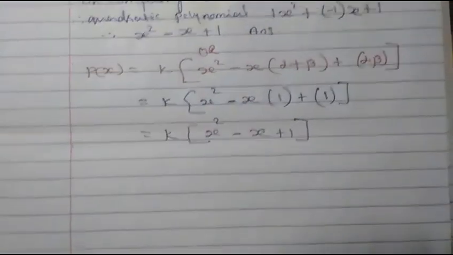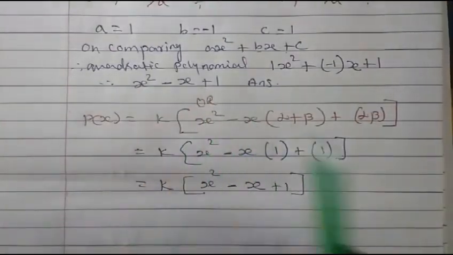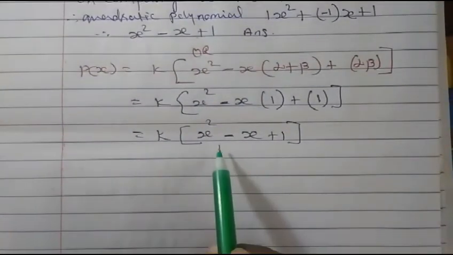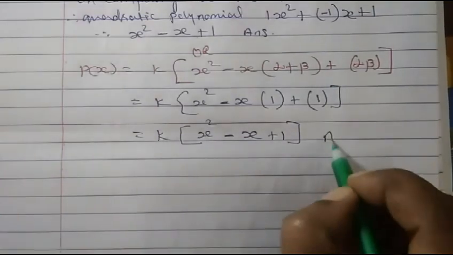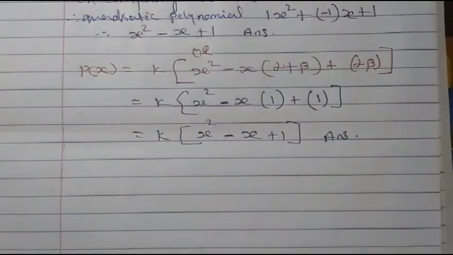You see, the assuming method gives the same answer, and the identity method also gives the same answer. So you can use any method that you are comfortable with.